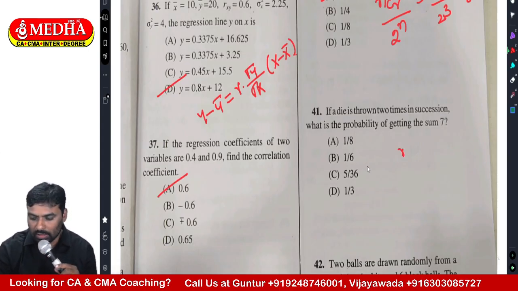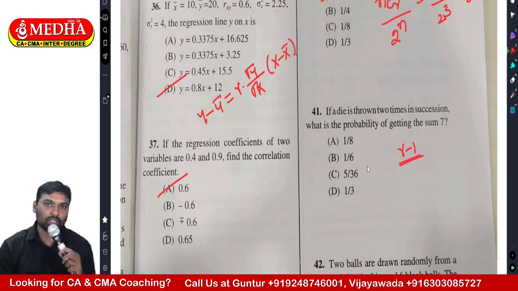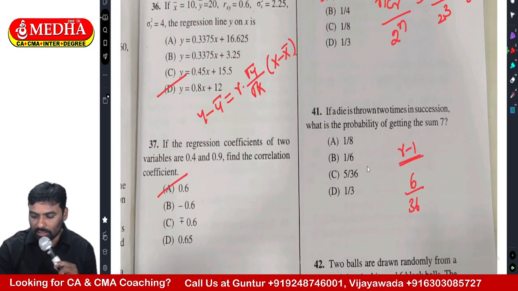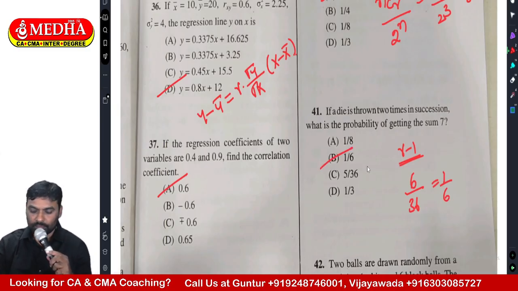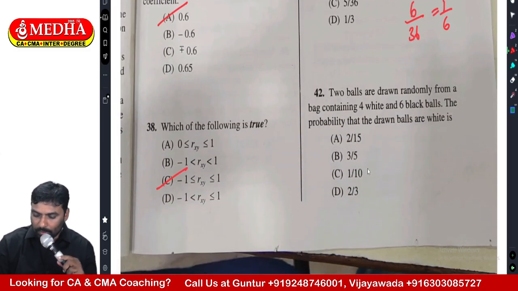Sum 7 means here we use the formula r minus 1. Here r is 7. 7 minus 1 is 6. 6 by 36, that is 1 by 6. Option B is correct. Next one, based on balls.